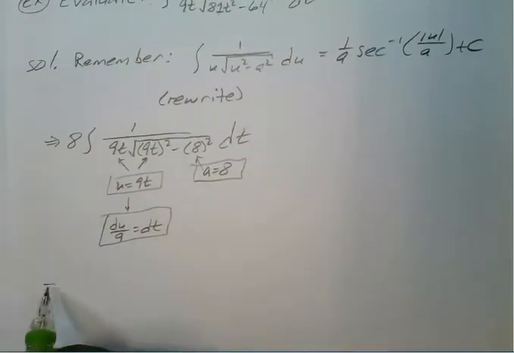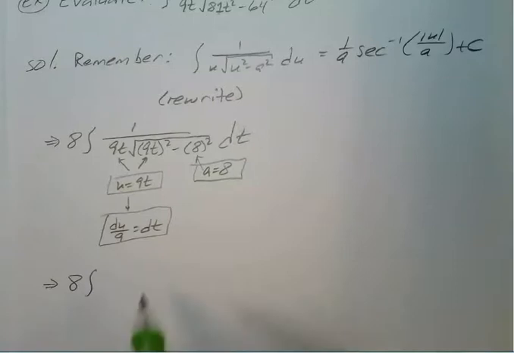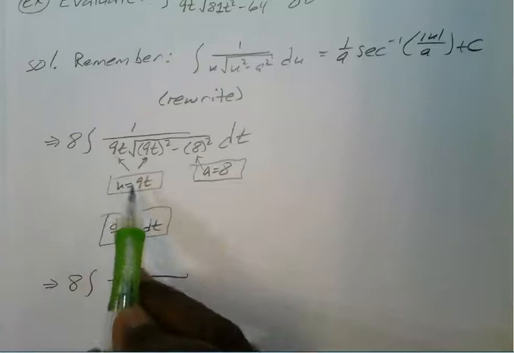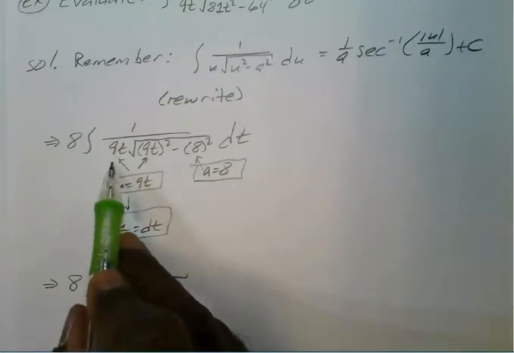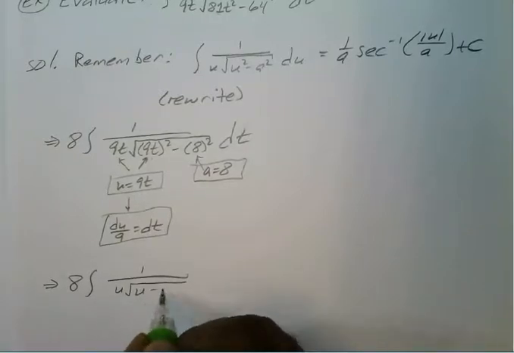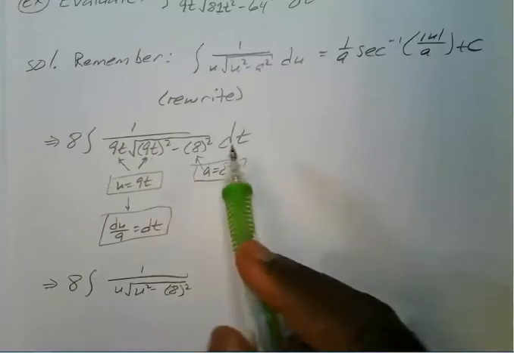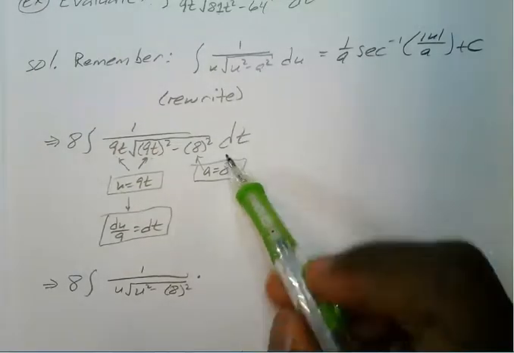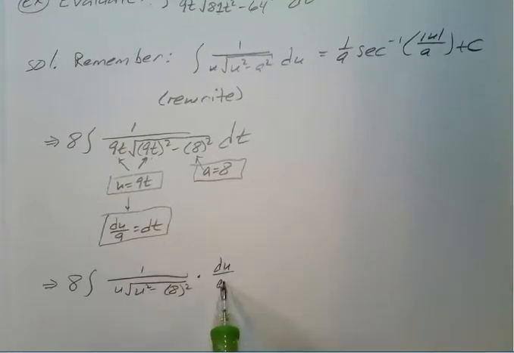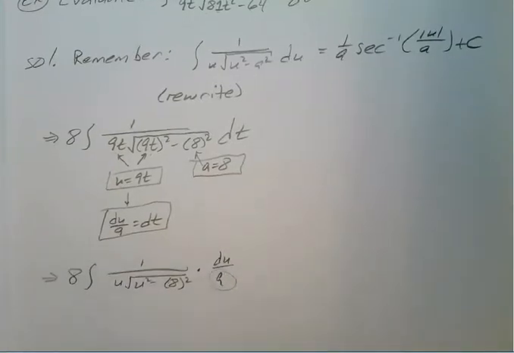Okay, so we have 8 times the integral of 1 over 9t. We're just going to go ahead and put u. If you want to put 9t there and leave it, you're perfectly okay to do that. So you have u times the square root of u squared minus a squared. You can put a or you can put 8 squared. I'll just put the 8 squared. Our dt is du over 9. We have du over 9. And once again, we're going to get that 9 and just move it forward.